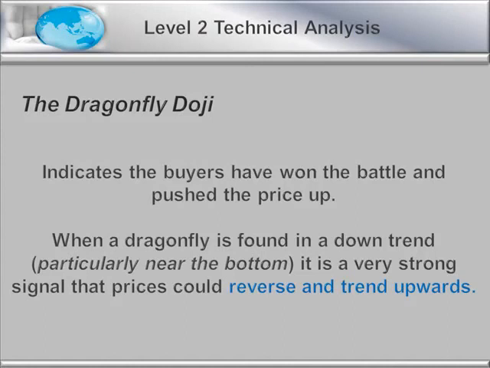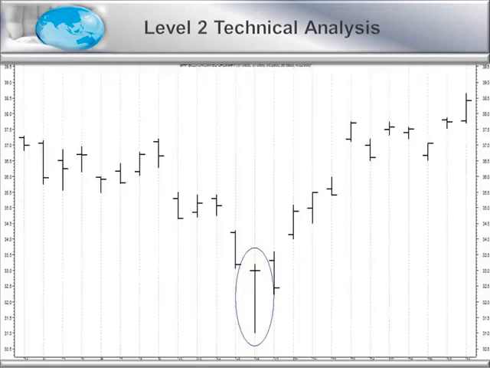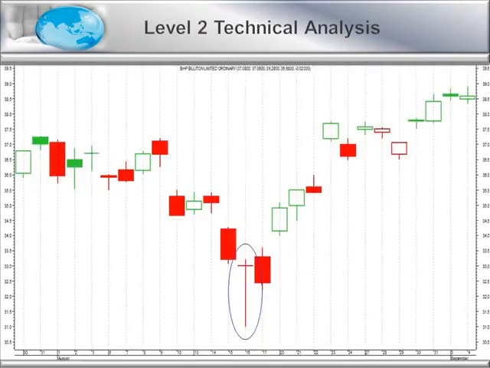Now, the dragonfly doji indicates the buyers have won the battle and pushed the price up. When a dragonfly is found in a downtrend, particularly near the bottom, it is a very strong signal that prices could reverse and trend upwards. Let's have a look. So there's an example of a dragonfly, and what happened? The stock was actually trending down, formed a dragonfly, it turned and then started heading back up again. Here it is in candlestick formation, and as you can see, strongly turned at that particular point and went back up again. These are great indicators of turning points.